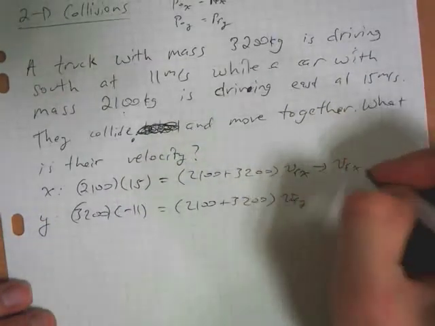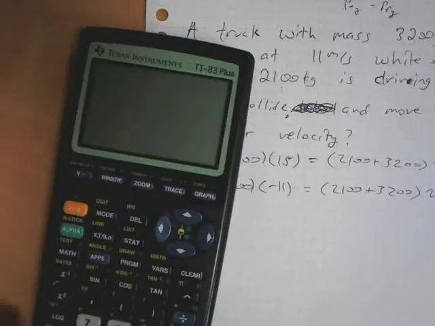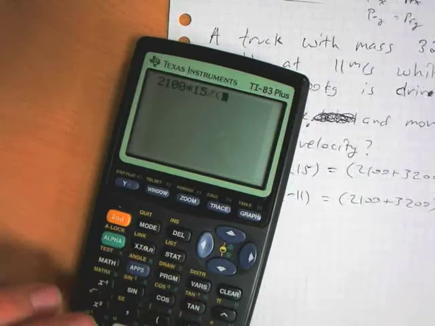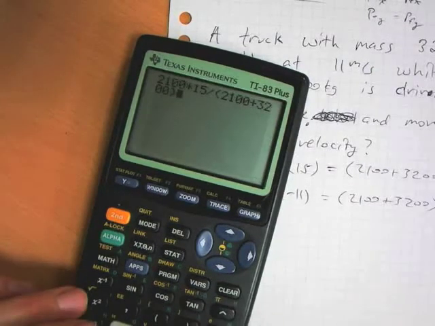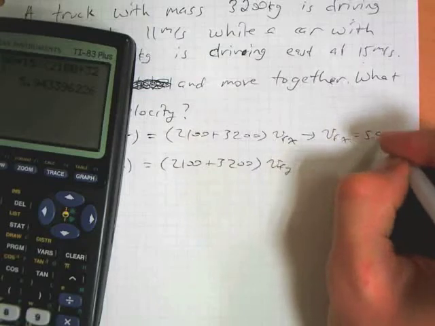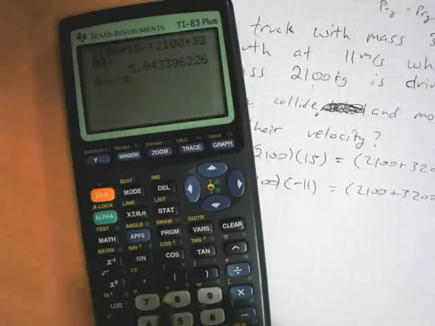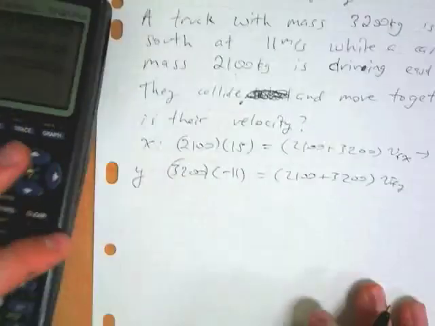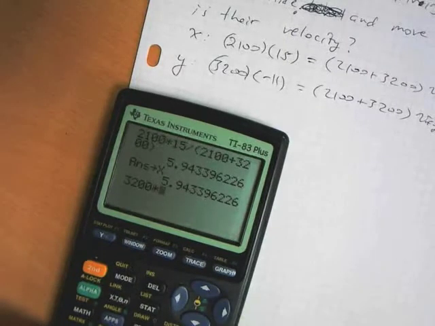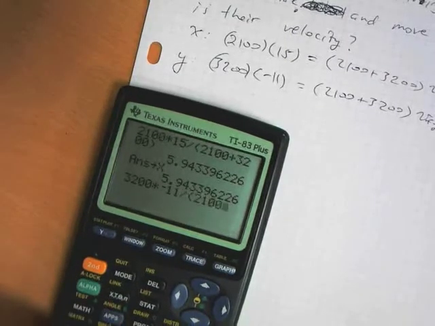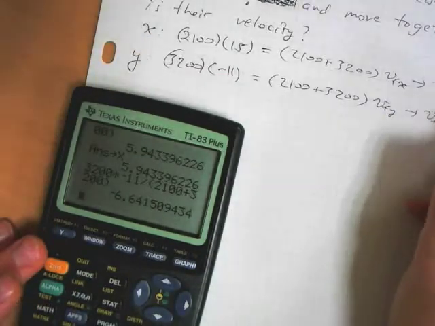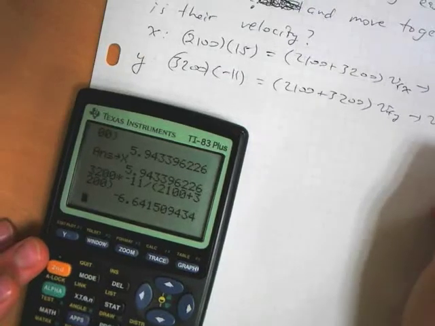So we can get their final velocity in the x direction. Take 2,100 times 15 divided by 2,100 plus 3,200. Our v final x is 5.94-ish. I'm going to store that as x. And then in the y direction, 3,200 times minus 11 divided by 2,100 plus 3,200. We get our v final y is about minus 6.64. Store that as y.